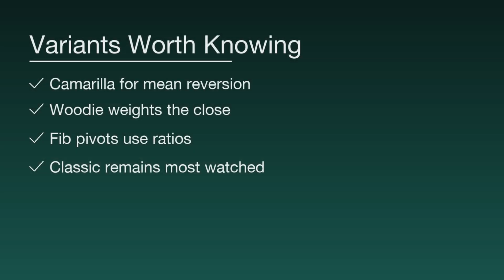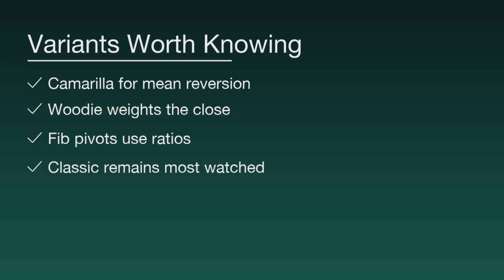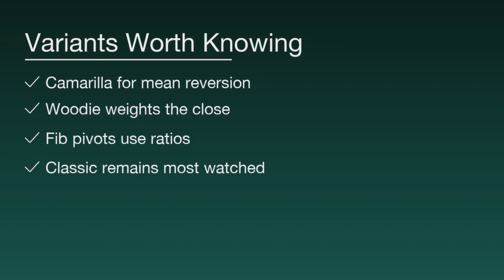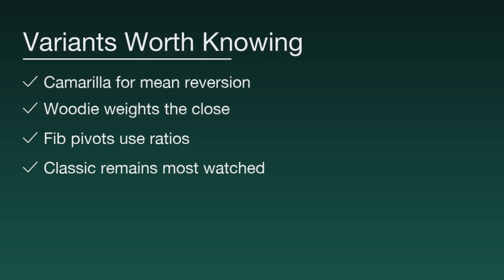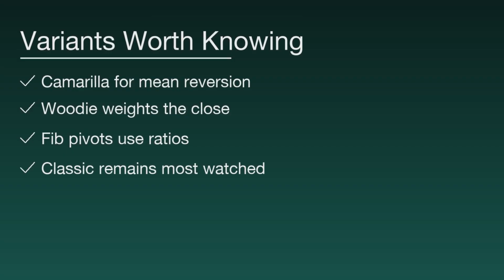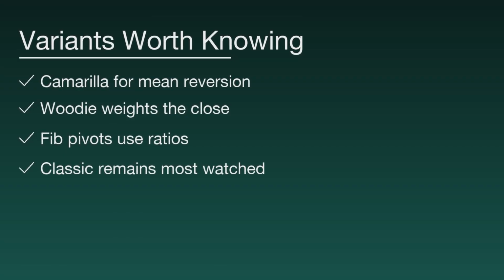Beyond the classic formula, you'll encounter Camarilla pivots, which use 8 tighter levels designed for mean reversion, Woody pivots, which double-weight the close, Fibonacci pivots, which apply fib ratios to yesterday's range, and DeMark pivots, which condition on the open-close relationship. Each has a use case, but the classic floor trader version remains the most widely watched, which is precisely why it works.